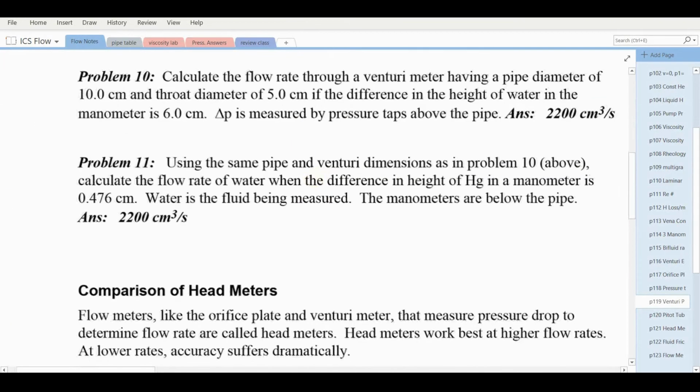There's one last problem to try. Problem number 11. Using the same pipe and Venturi dimensions as in problem 10 above, calculate the flow rate of water when the difference in height of a mercury manometer is 0.476 centimeters. Water is the fluid being measured. The manometers are below the pipe.